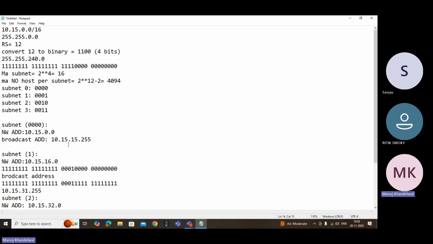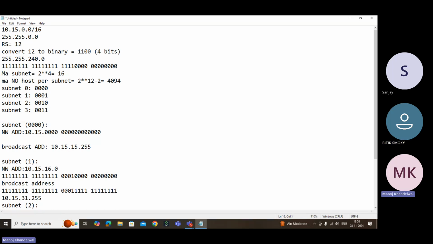So for subnet 0, what we have to do is find the new subnet address. If you put 4 zeros, this is the network part, the 16 bits are fixed, then 4 zeros for the subnet part, and the host part also you have to make zeros. So how many host bits? 12, right? 1, 2, 3, 4, 5, 6, 7, 8, 9, 10, 11, 12.